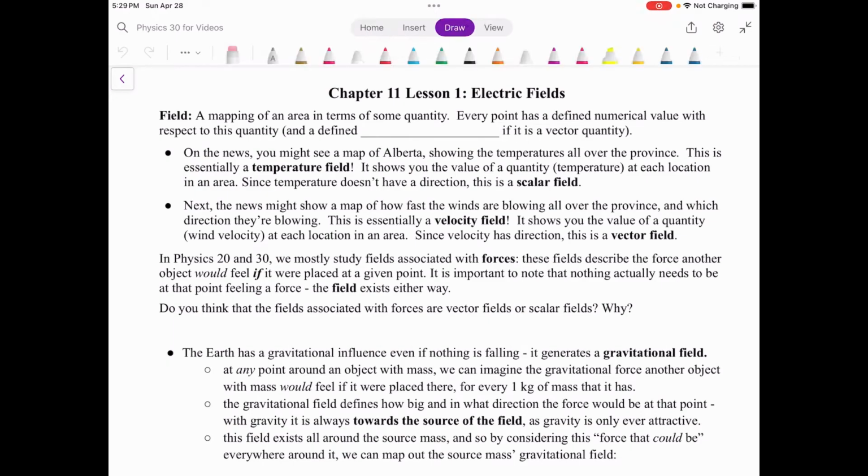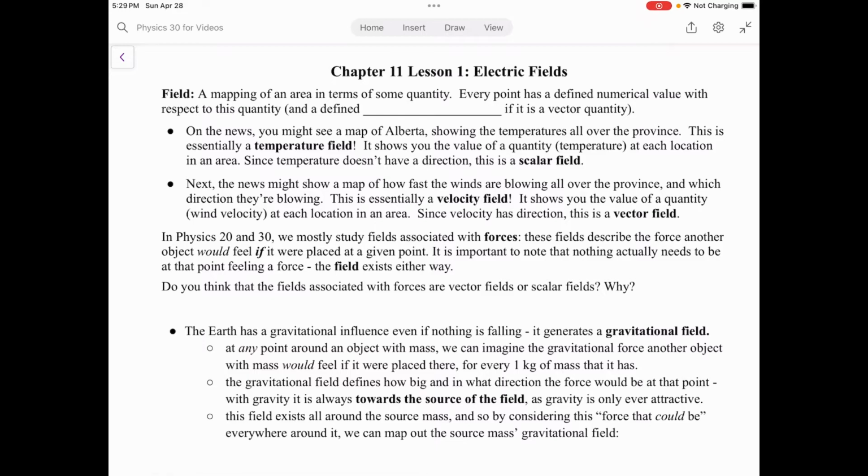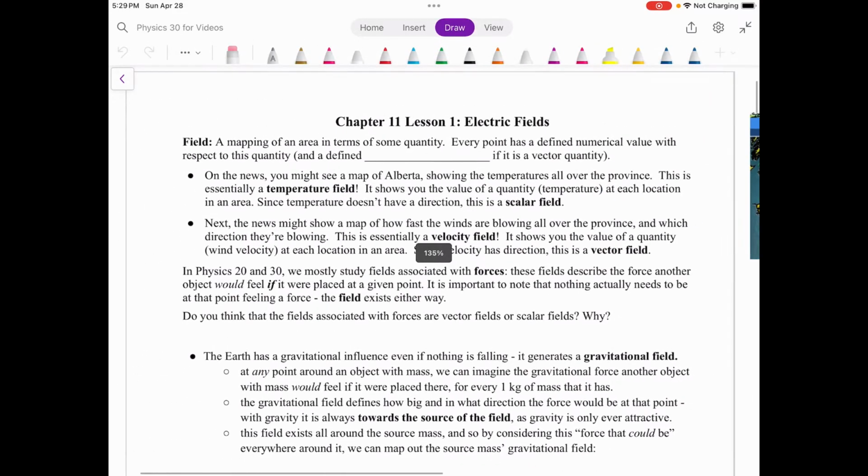Alrighty, folks. So, welcome to the first lesson of chapter 11. Chapter 11 is going to have 3 lessons, and it's all going to be about this idea of the electric field. So we're going to introduce that concept here.